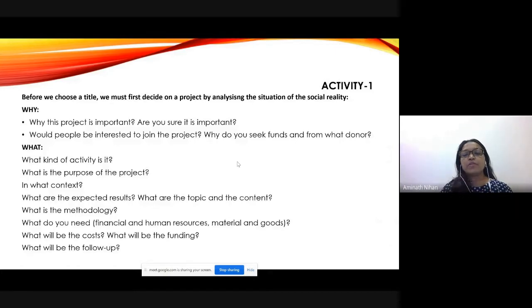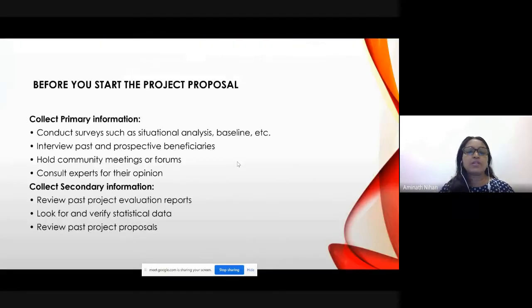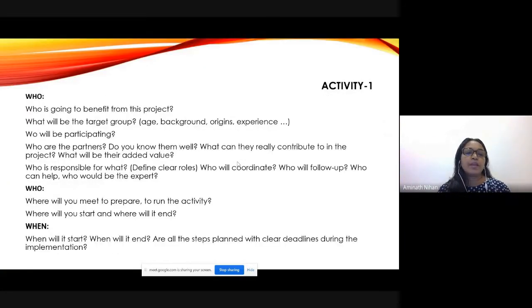So you have to think about this, the situation, analyzing the situation further, the issue that we are gathering information on, right? Who is going to benefit from this project? What will be the target group? When you are determining the target group, think about their age, background, their experience, other information, right? So all demographic information. Who will be participating?